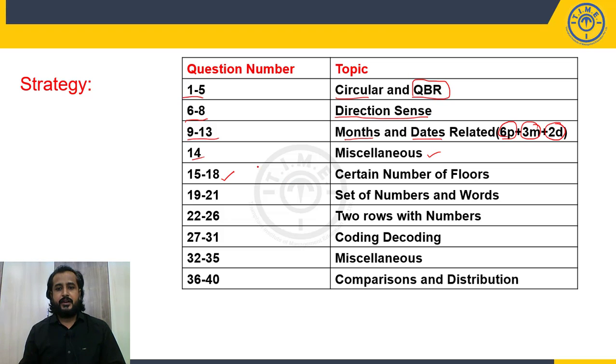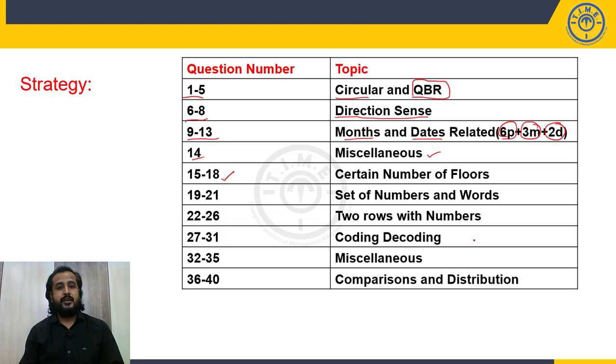15 to 18, certain number of floors. So far we have observed certain number of boxes, certain number of persons in a circular, certain number of persons in a row. Now there is a new kind of question, certain number of floors. 19 to 21, set of numbers and words. Generally we have seen set of numbers combination separately, set of words combination separately. But here it is given the combination of numbers and words. So, a new model. And 2 rows with numbers, coding, decoding, and again miscellaneous, comparisons and distributions.